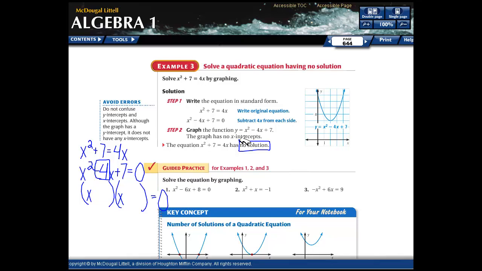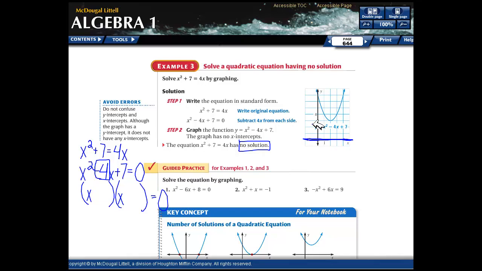Now, if you would have done this by graphing, here's what you would have found. You would have found a parabola that never touches the x-axis. So if it never touches it, and the answer is the x-intercept, and it never intersects it, then it can't have a solution. So that's the reason why the answer is no solution.